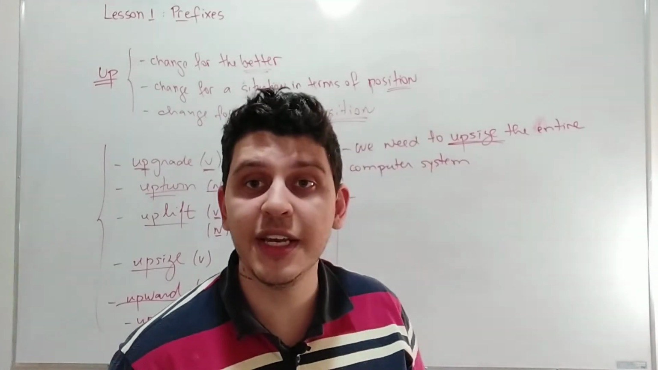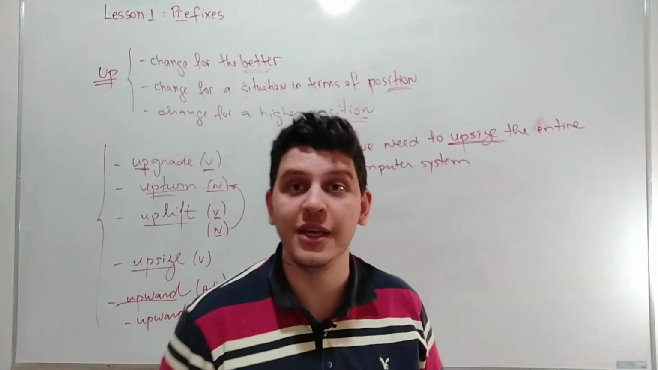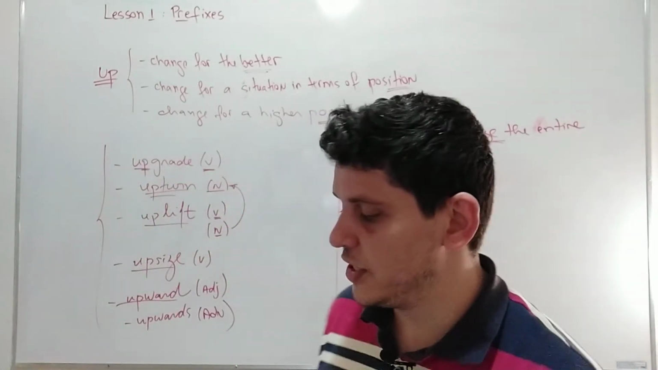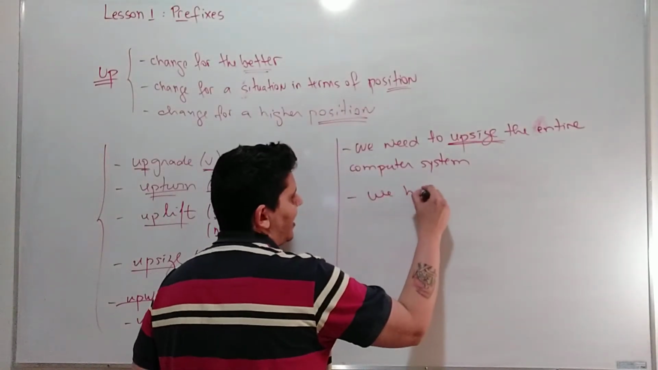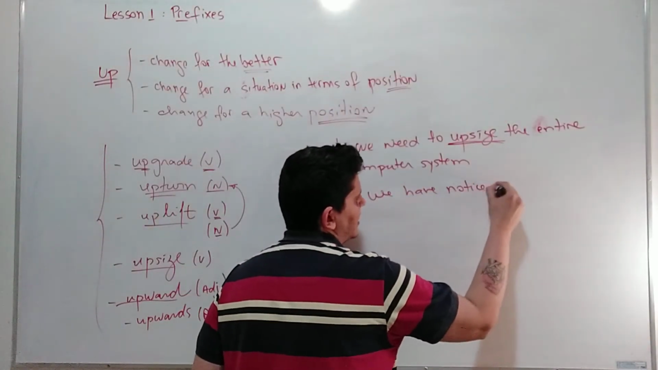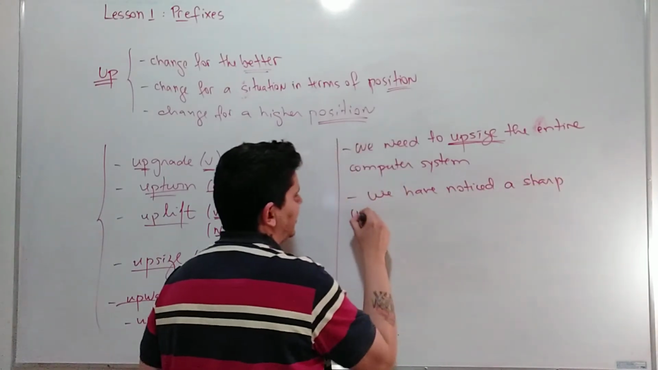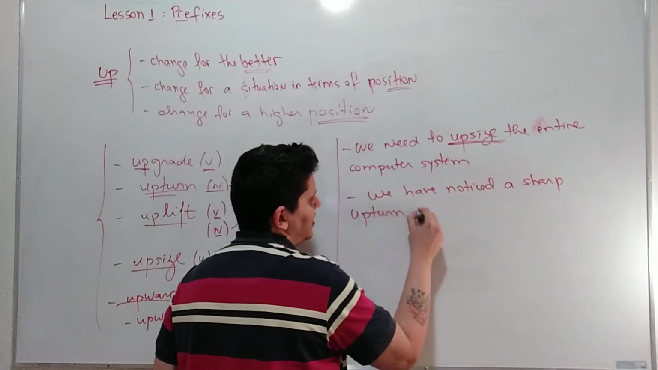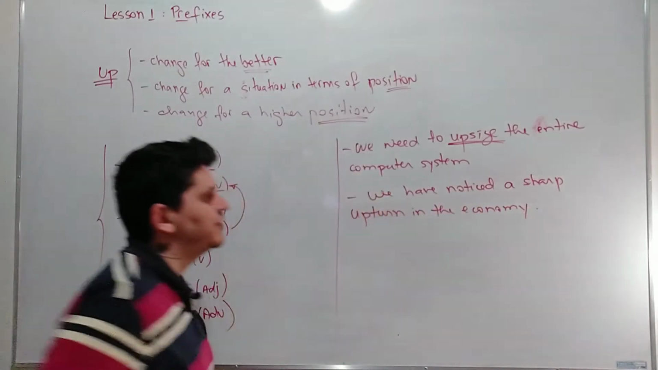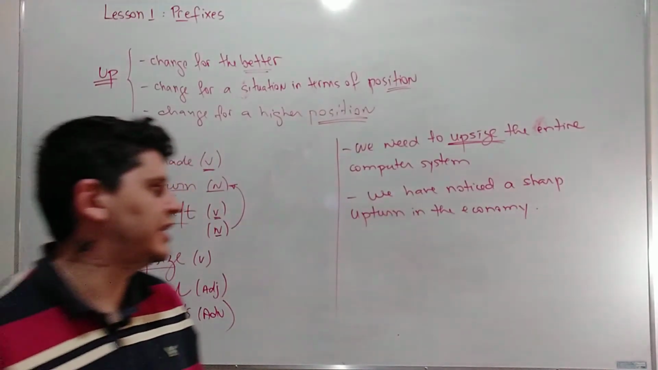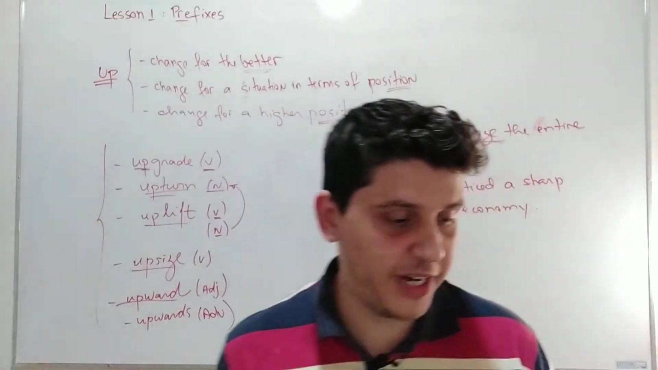Second sentence, please write it down. It's a dictation activity. Number 2, we have noticed a sharp upturn in the economy. We have noticed, present perfect, a sharp upturn in the economy. Upturn is a noun.